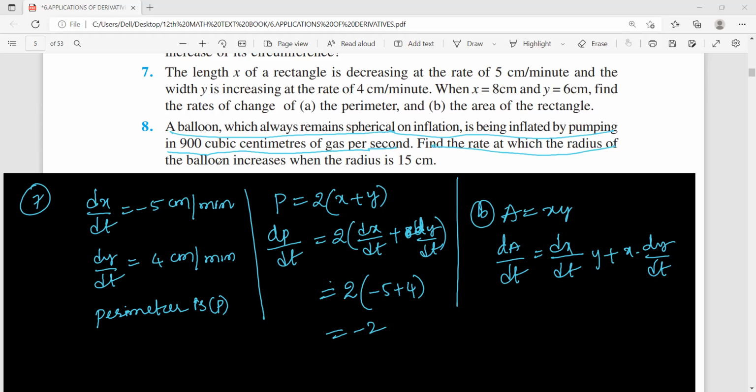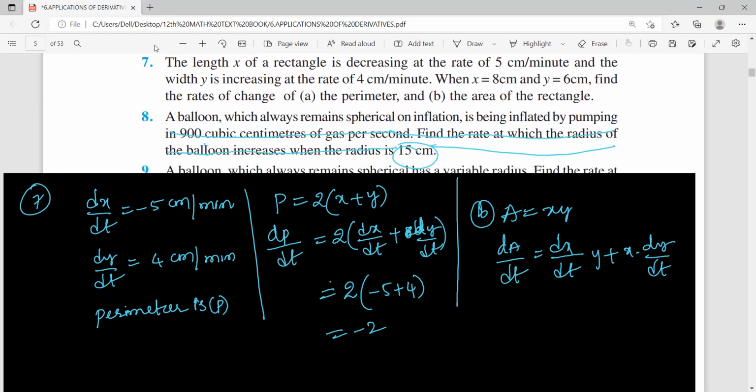Find the rate at which the radius of the balloon increases when the radius is 15 centimeters. dV by dt is given, you need to find dr by dt, a direct question. There is nothing much, you are able to see now.